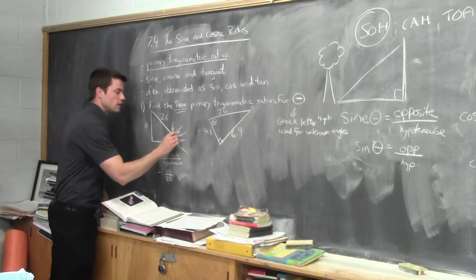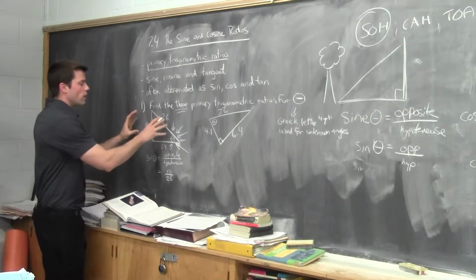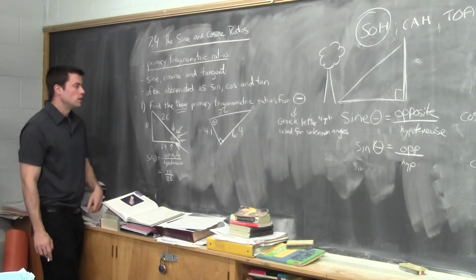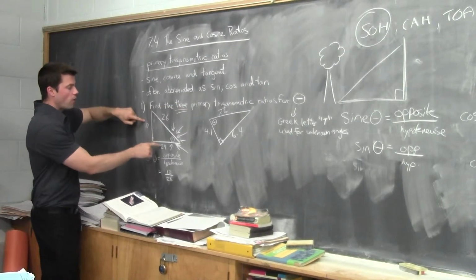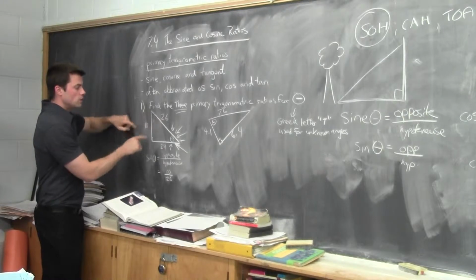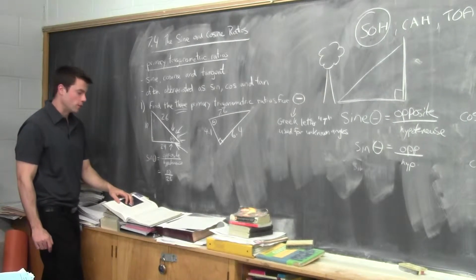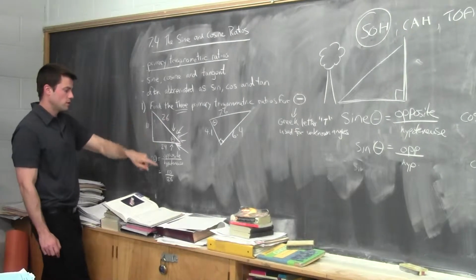So if we decide that this is the angle we need to find information about, you look now at the triangle, see what other information you have and what you need to find out. This says find the three primary trigonometric ratios for theta. We have all the information we need, so we can just go ahead and plug that information into our ratios to figure out what they are. So sine theta is opposite 10 over 26.